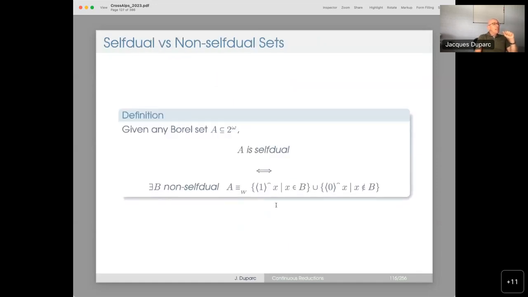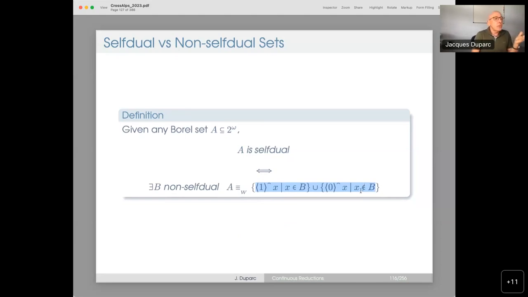So why is it easy? A set A is self-dual, so I'm looking at a subset of the Cantor space, if and only if you can find some non-self-dual set B, such that A is what? A is the set of all the sequences that, if it starts with a 1, it continues with X that belongs to B. If it starts with a 0, it continues with X that does not belong to B. So if you are in charge of the set A inside a wedge game, up to wedge equivalence, it's exactly like if you are in charge of the following set, this one.